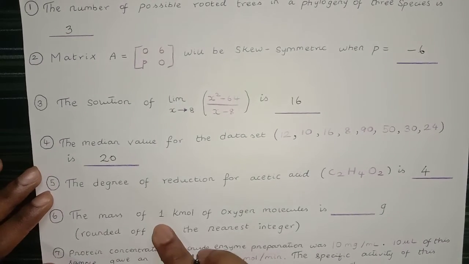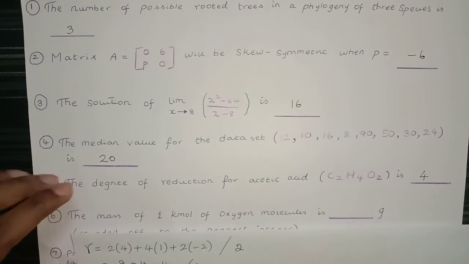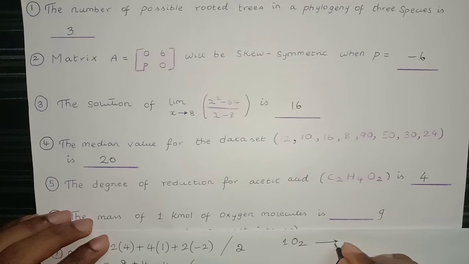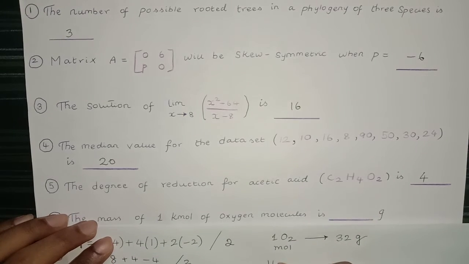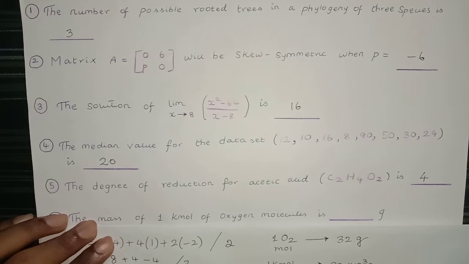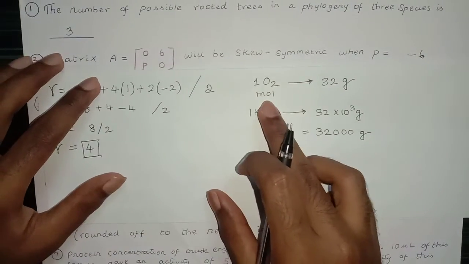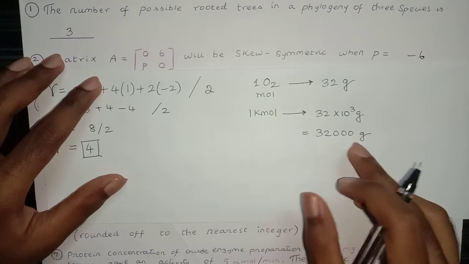Sixth one, the mass of 1 kilomole of oxygen molecule is dash gram. So it's a simple problem. So we know the molecular weight of oxygen, say 1 oxygen O2 will weigh, that is say 1 mole of oxygen will weigh 32 grams. Therefore 1 kilomole will weigh 32 into 10 power 3 grams, which is nothing but 32000 grams. So 1 mole of oxygen weighs 32 gram. Therefore 1 kilomole weighs 32 into 10 power 3 gram, that is 32,000 gram.